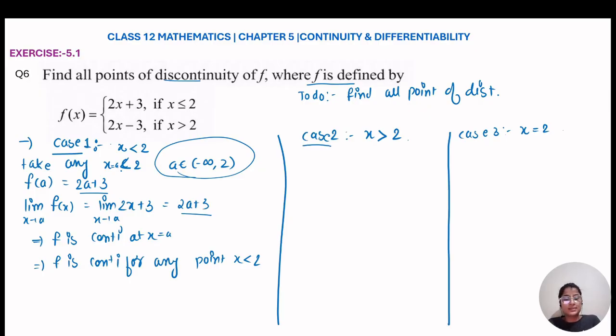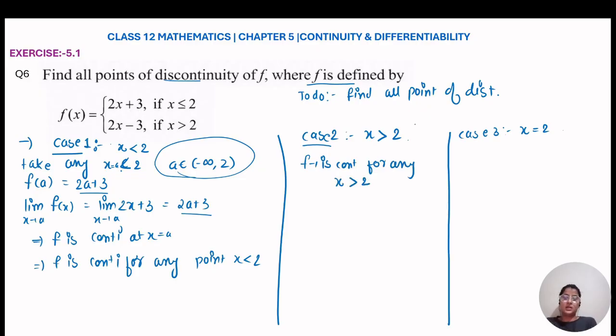Okay, now similarly you will do the same thing; I will leave it as homework for you. Just find the function value, find the limit value, check, and you will easily find that they are both the same. So you will say that f is continuous for any x strictly greater than 2.